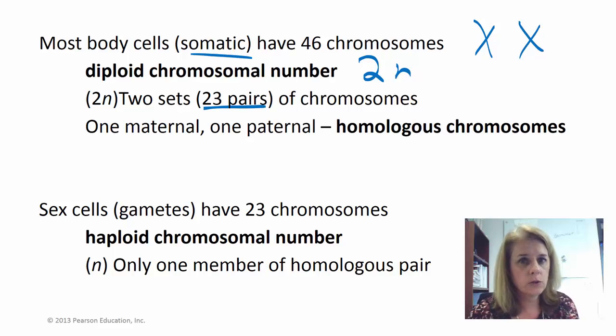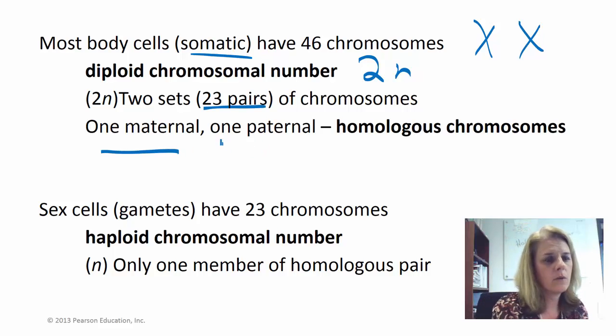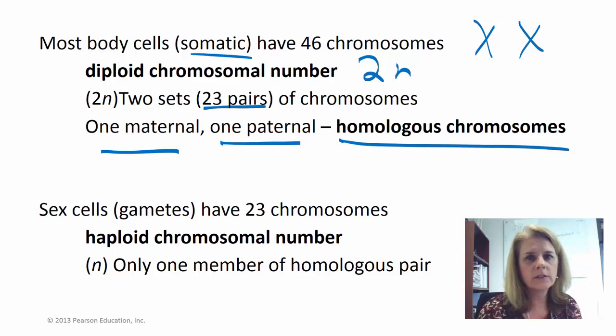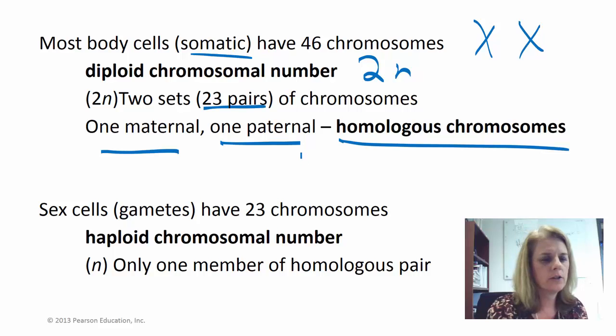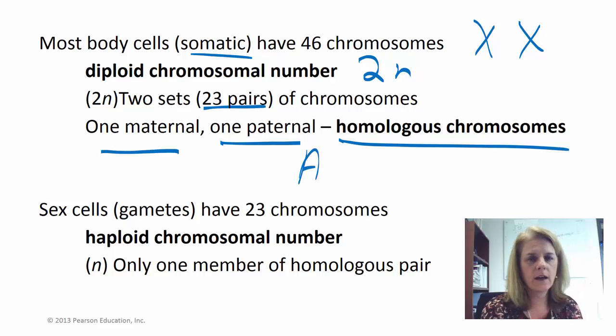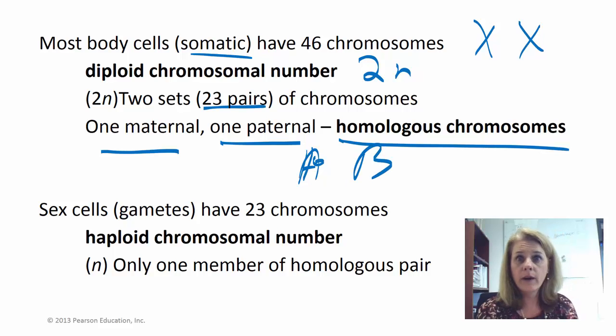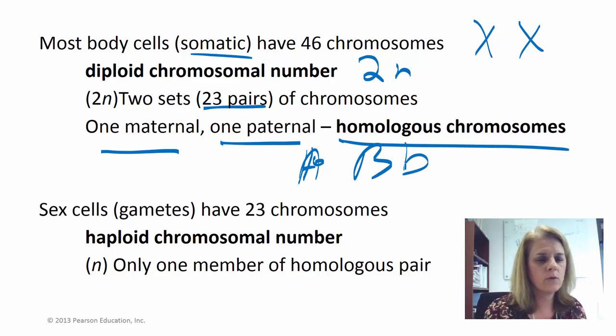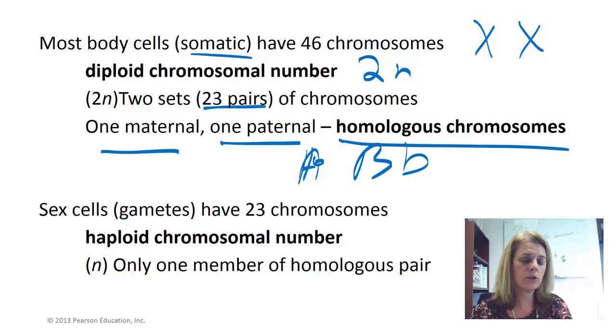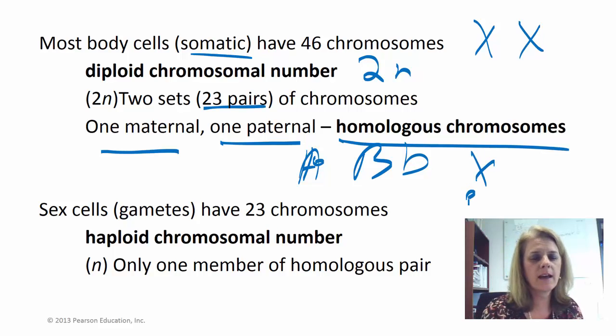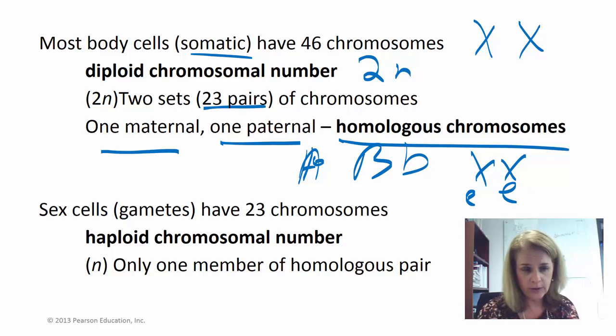And the reason you have two sets is one's from mom, one's from dad. They're the homologous chromosomes. So if you think back to eye color, hair color, you've got the chromosome that has, maybe let's just say the gene for brown eyes, and you have the gene for blue eyes, and these are on the same chromosome. So you're going to have a chromosome from your mom that has eye color and a chromosome from your dad that has eye color. Okay, so you have 23 pairs for a total of 46 chromosomes.